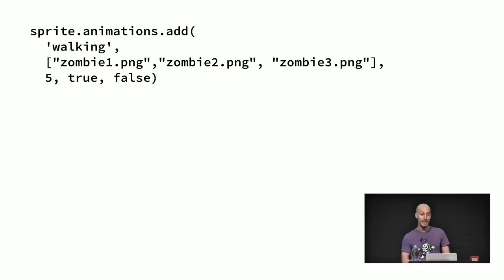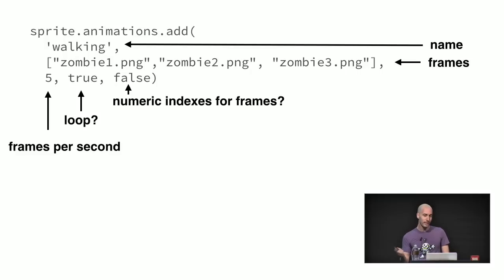Now we also need to make an animation. So here, we're going to say, make an animation called walking, and it's comprised of these three frames from the atlas. I want it to play at 5 frames per second. I want you to loop it. And this last argument is false to say, those frame things I gave you, those are not numeric references to frames of a sprite sheet. So you say false, and then Phaser will know, okay, I'm going to look up these assets from the texture atlas.